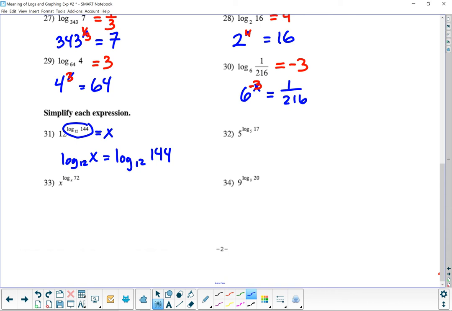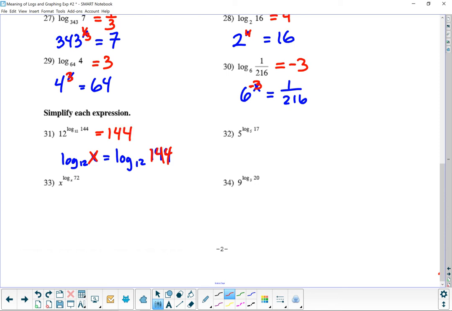So what is x equal to? Well, x has to be, right? Because we're asking, what is this whole thing equal to? Well, it's equal to x, but remember, we just wrote x in because we didn't know what it was equal to. So what would x be? Well, x would have to equal 144. Right? So this whole expression is just equal to 144.